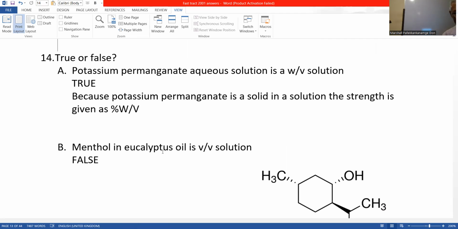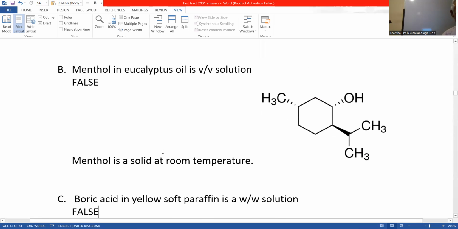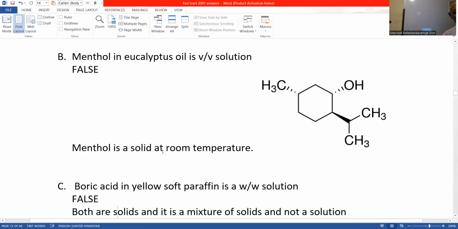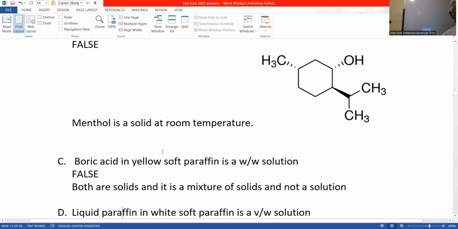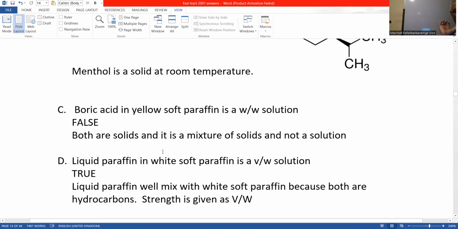Menthol in eucalyptus oil is volume by volume. That is also true, because menthol is a solid. So that is false. Sorry, that is false. Menthol is a solid. At room temperature, menthol is a solid. So it is false.